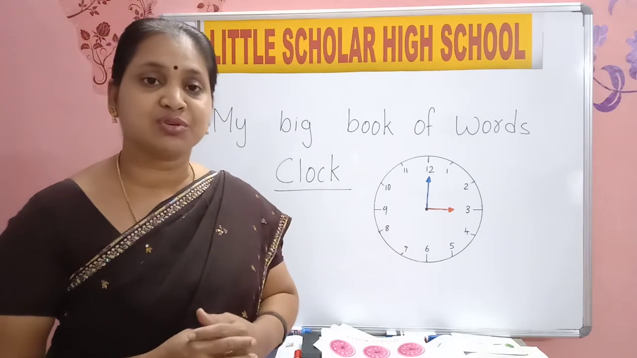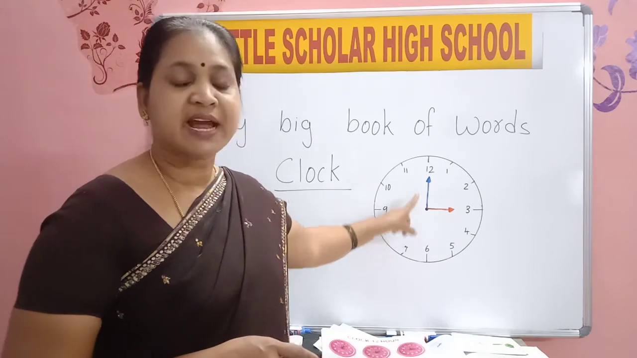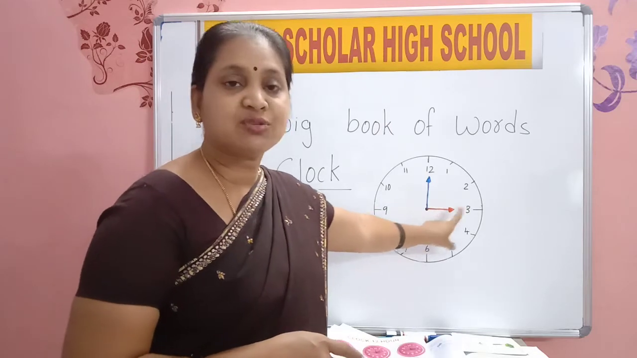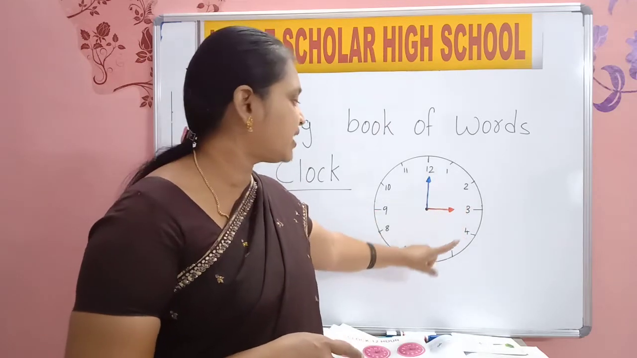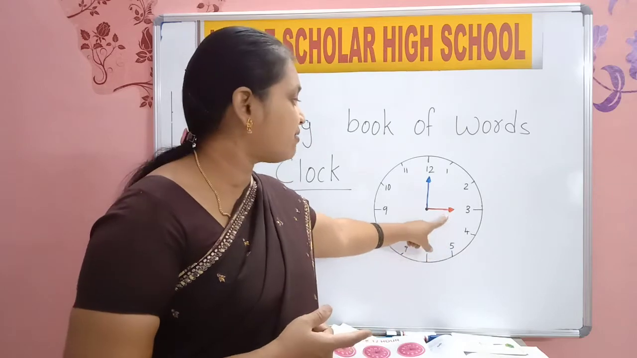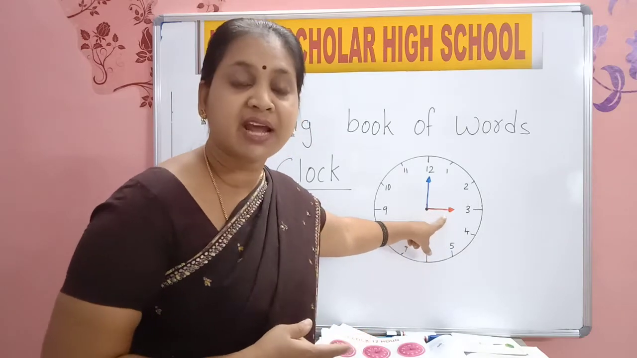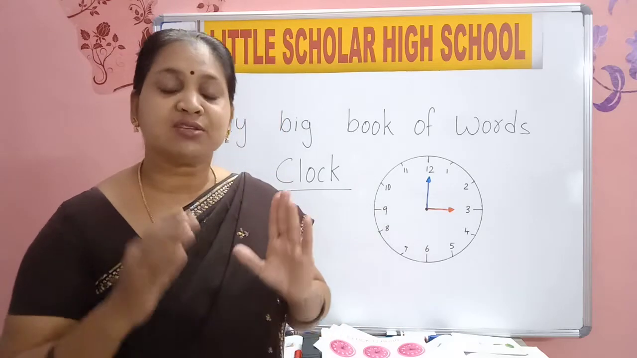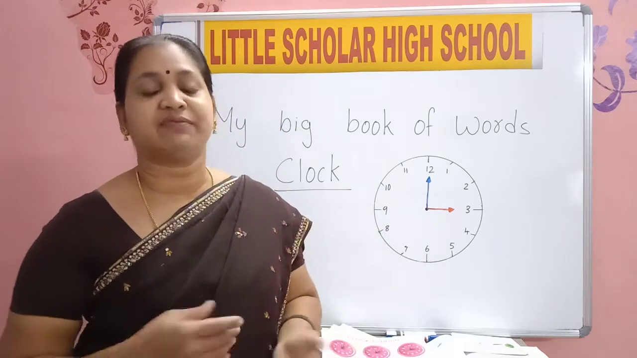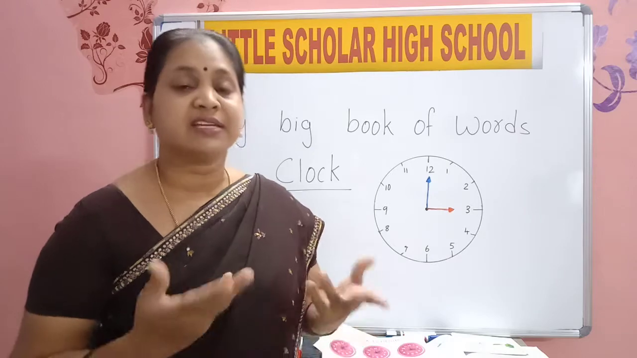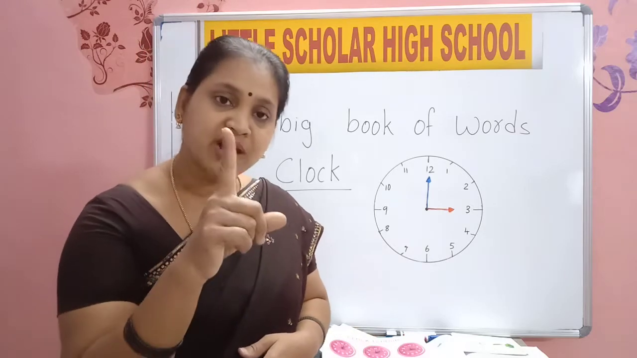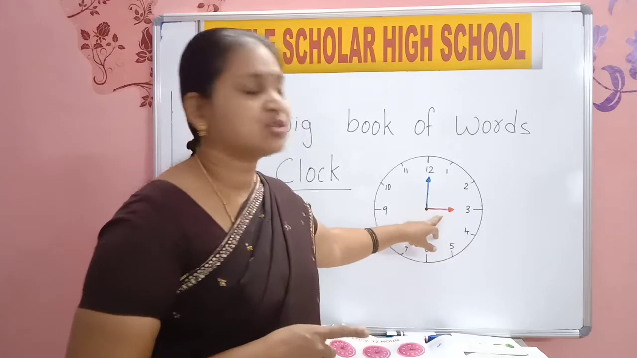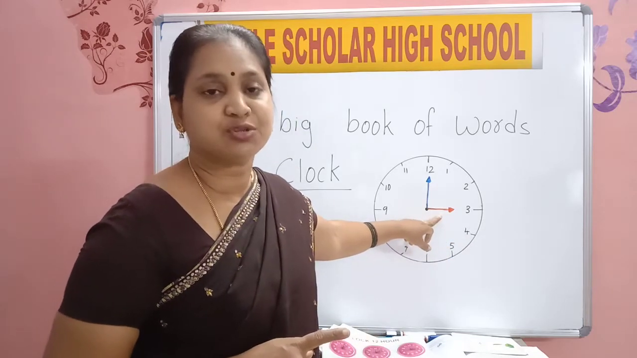For that, you should see that the minute hand is exactly on 12, and if the hour hand is on 3, it is 3 o'clock. If the hour hand is on 5, 5 o'clock. Hour hand means short hand. You should see the short hand. If the short hand is on 7, then it is 7 o'clock. If it is on 10, it is 10 o'clock. If it is on 1, then it is 1 o'clock. Understood? To read hours, you should see the short hand.